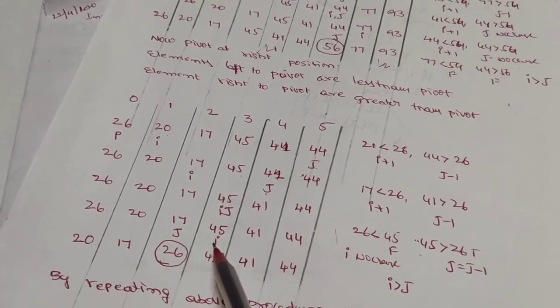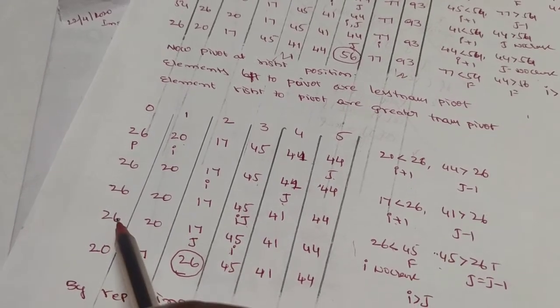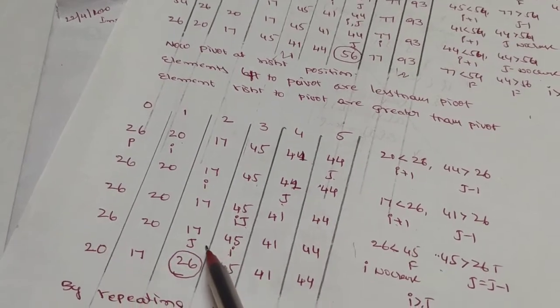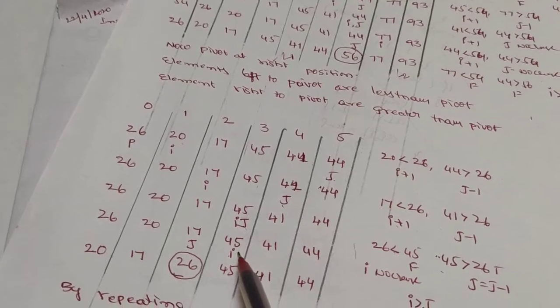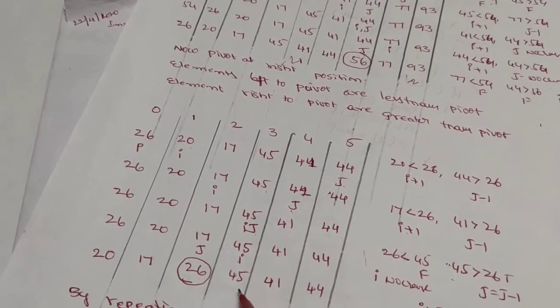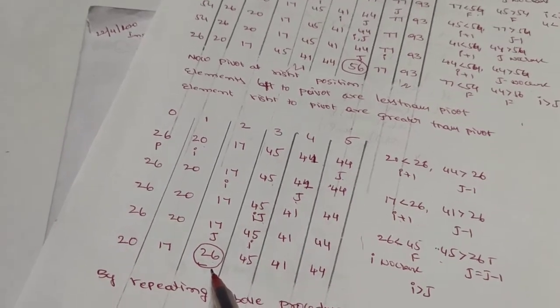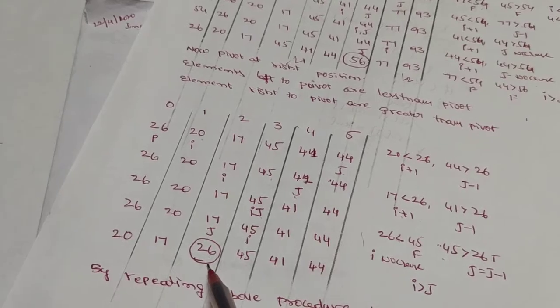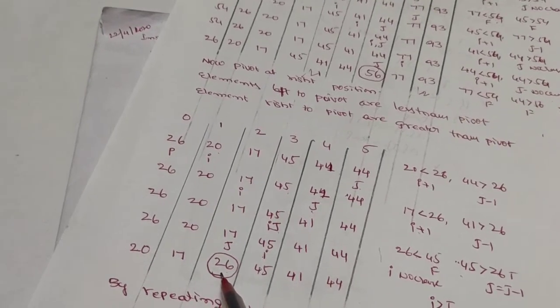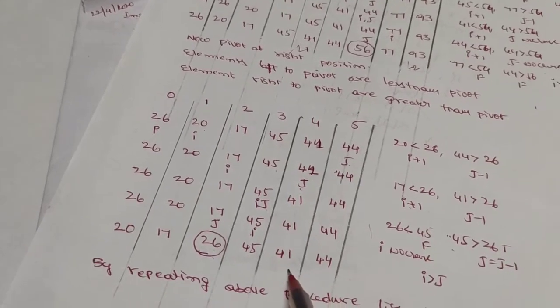Now again we compare the values: i is greater than j. Now 26 is the pivot, which is placed between the 17 and 45. Then 20, 17, 26, 45, 41, 44. So 26 is the second sublist pivot element, and we can observe that the left elements are less than the pivot and the right elements are greater than the pivot.